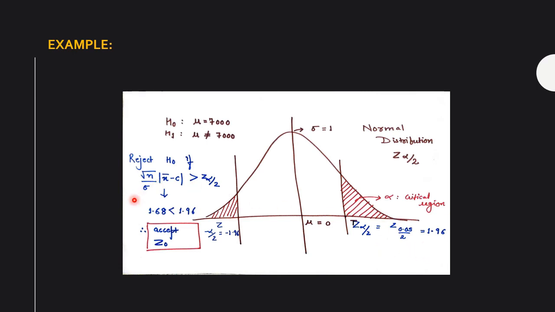Now when we will reject, as I have already discussed, if your test statistic value is greater than the critical value, that is 0.05 by 2. Since after calculating this value, it comes out to be 1.68, that is less than 1.96, so we have accepted H0. But if this value is greater than 1.96, that it falls in this curve or this region, we must have rejected H0.